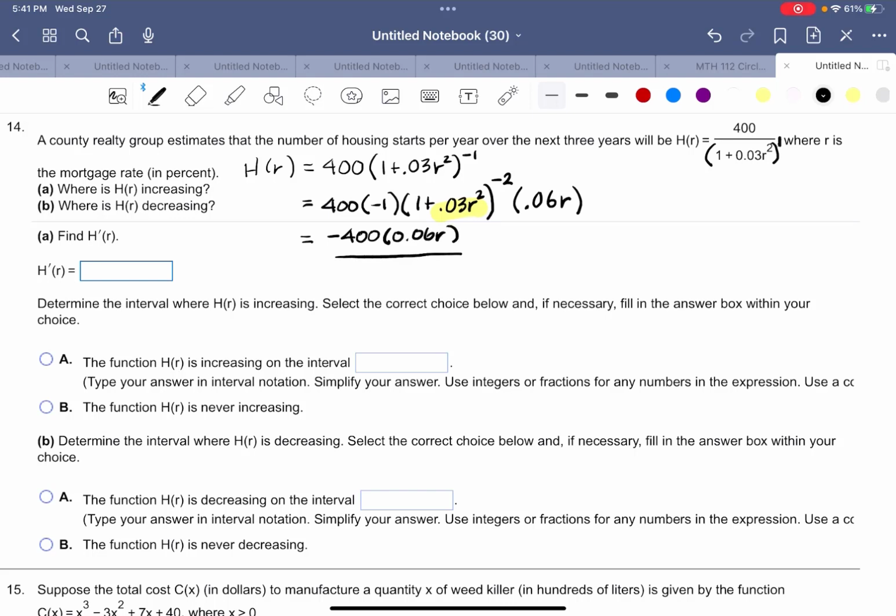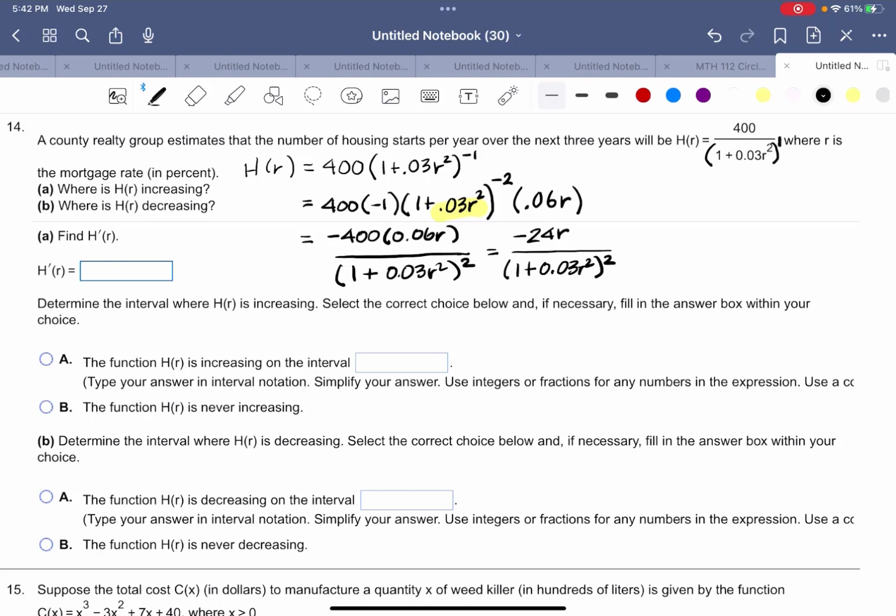And I'm going to go ahead and move this to the denominator: 1 plus 0.03 r squared, squared. And remember, when you use the quotient rule, you end up with the denominator squared. So there's our denominator squared. I'm going to multiply out the top, -24r, and that is over 1 plus 0.03 r squared, all squared.